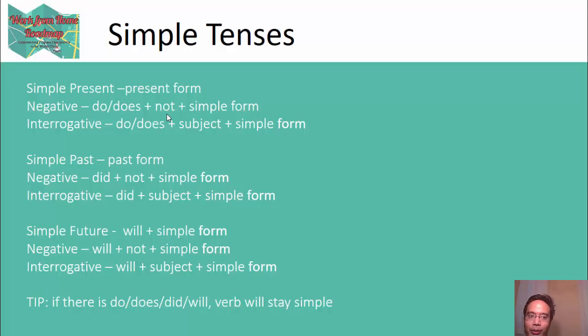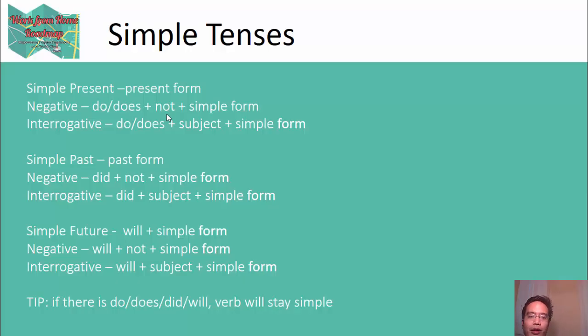If you want to make an interrogative simple present sentence, use do or does, depending on the plurality of the subject, plus the subject, plus the simple form of the verb. For simple past tense, just use the past form of the verb. However, if you want to make a negative statement in the simple past tense, use did, plus not, plus the simple form of the verb. If you want to make an interrogative statement in the simple past tense, use did, plus subject, plus the simple form of the verb.